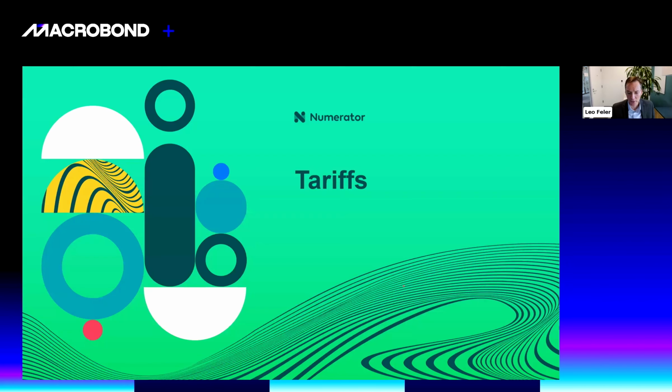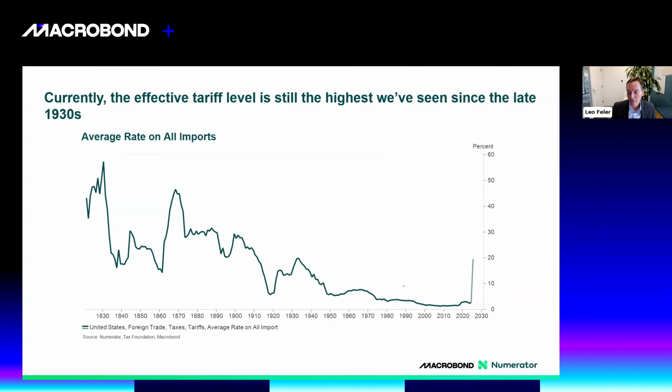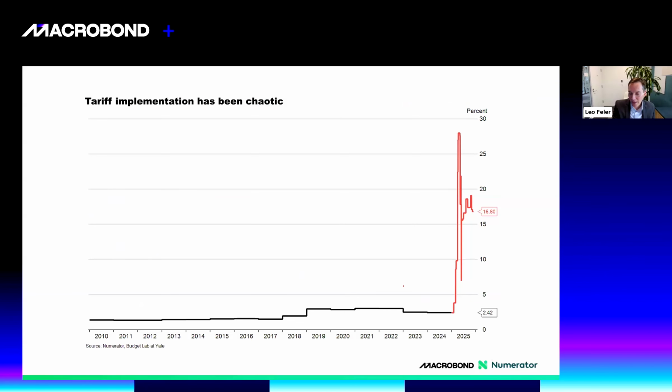Very quickly, let's chat about tariffs. So if tariffs had been at 20%, this would have been the highest tariff rate that we've had since the 1930s. The effective tariff rate is actually around 17% right now after all these negotiations that happened. When I talk to a lot of our clients, what they tell me is it's not the tariff level that's so problematic. It's the chaotic implementation of tariffs that we've had.